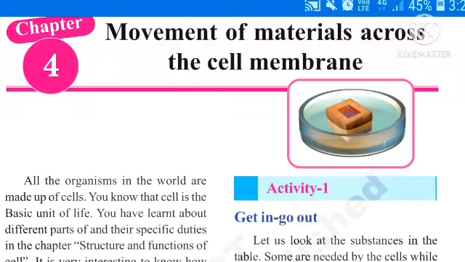Next one, transport across the membrane. Do you know, children, how the materials are transported across the membrane? Yes, here the membrane acts as a physical barrier between the organelles of a cell and the cytoplasm, and between the cell and its surrounding environment. It has four good characteristics.